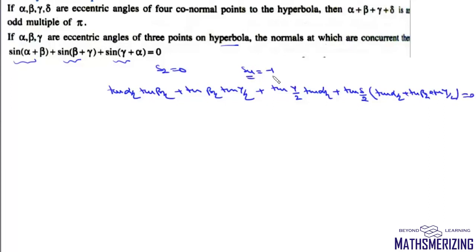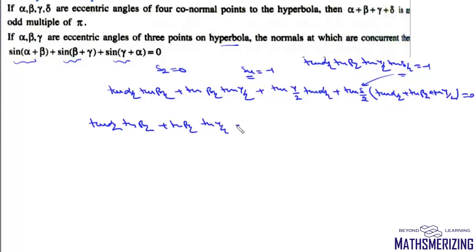Now we also know S4 is minus 1. So we can write tan alpha by 2, tan beta by 2, tan gamma by 2, tan delta by 2, and we'll put it equal to minus 1. Now we'll put the value of tan delta by 2. Then from here we'll get this result, which is tan alpha by 2, tan beta by 2, tan beta by 2, tan gamma by 2, tan gamma by 2, tan alpha by 2, and here we'll get minus 1 upon tan alpha by 2, tan beta by 2, tan gamma by 2, and here it will be tan alpha by 2 plus tan beta by 2 plus tan gamma by 2.